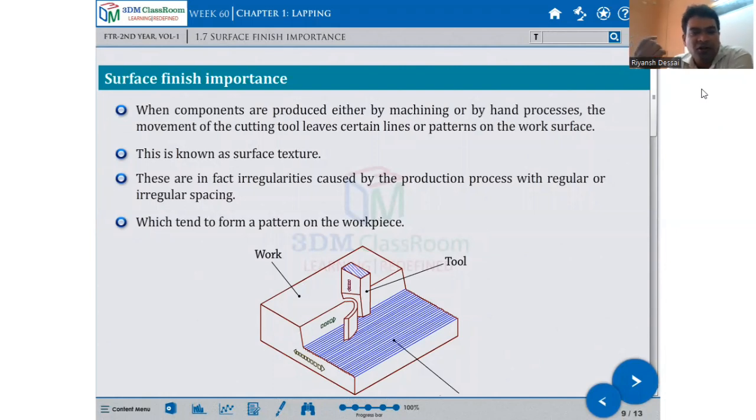Surface texture. These are in fact irregularities caused by the production process, with a regular or irregular spacing. Either with a much faster feed or a slow feed, there is some error. Because of that, these textures come, which tend to form a pattern on the workpiece. The cutting tool leaves certain lines or patterns on the work surface. This is the surface texture at the surface.